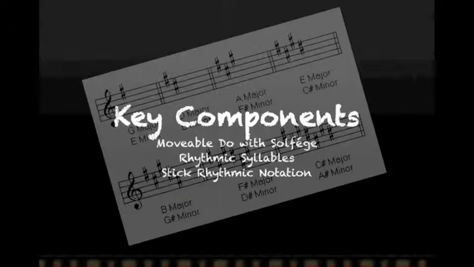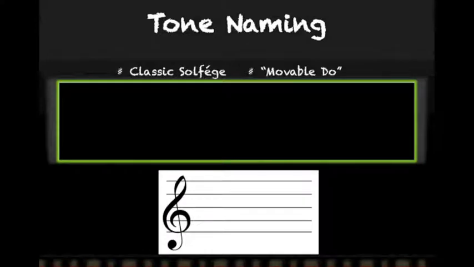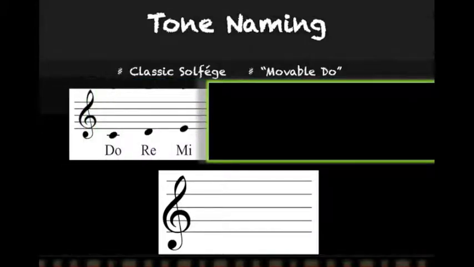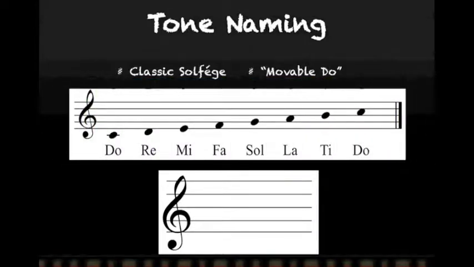Next, we will go over the key components in this section, and he has three key concepts that Kodaly pushed in his educational theory. Starting with tone naming, when Kodaly is teaching music, specifically pitch or tone, he believes that the classic solfege is the way to go. So, in the key of C major, from C to C, we would use the following symbols: do, re, mi, fa, sol, la, ti, and of course, do.